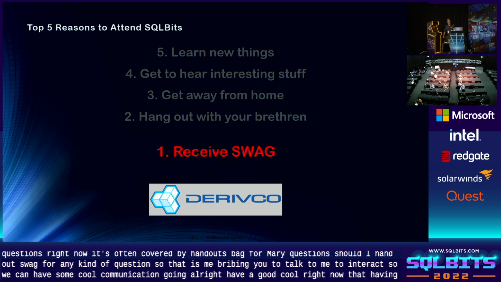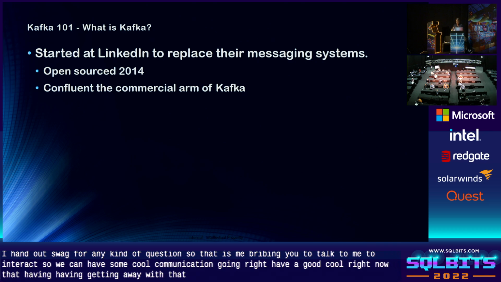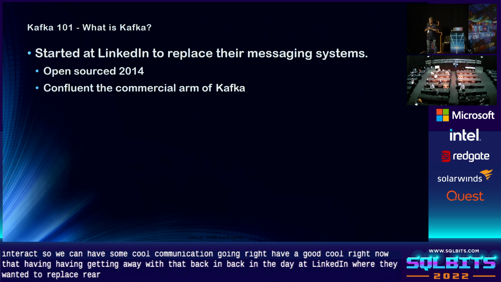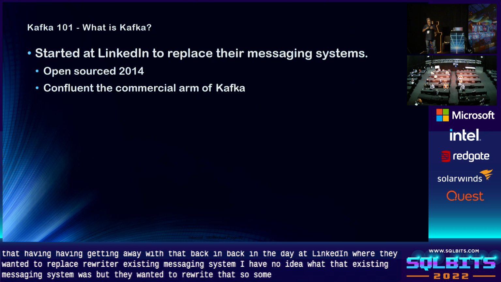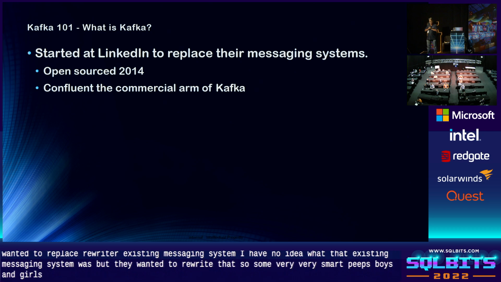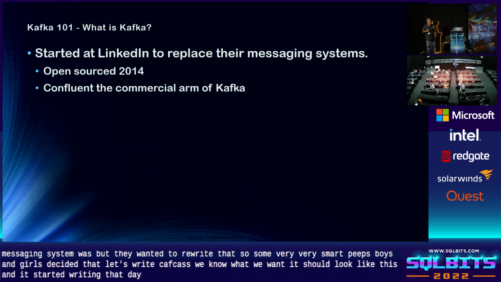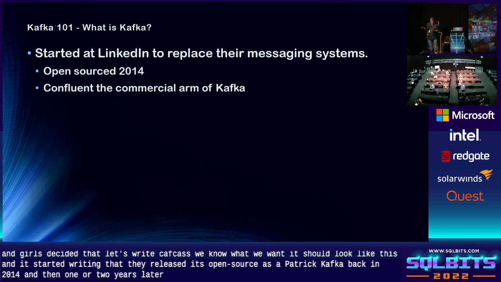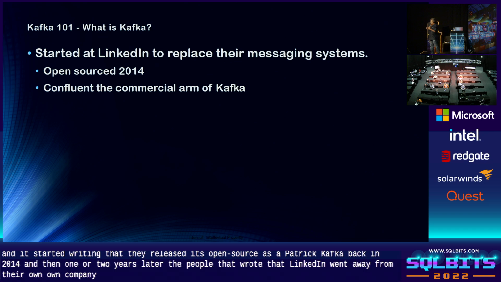Now then, having gotten away with that, what is Kafka? Kafka started back in the day at LinkedIn, where they wanted to rewrite their existing messaging system. I have no idea what that existing messaging system was, but they wanted to rewrite that. So some very, very smart people decided, let's write Kafka. We know what we want, it should look like this. And they started writing that. They released it to open source as Apache Kafka back in 2014. And then 1 or 2 years later, the people that wrote it at LinkedIn went away, formed their own company called Confluent, and they are now the commercial arm of Kafka.